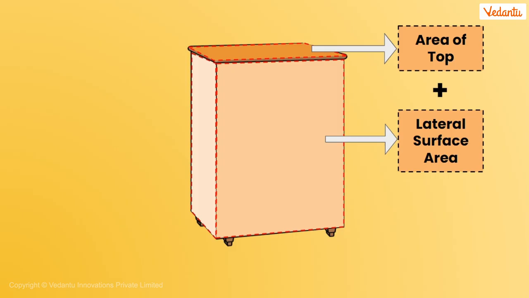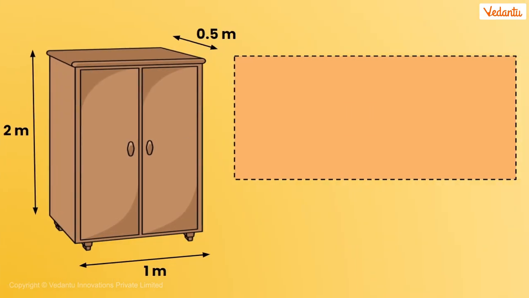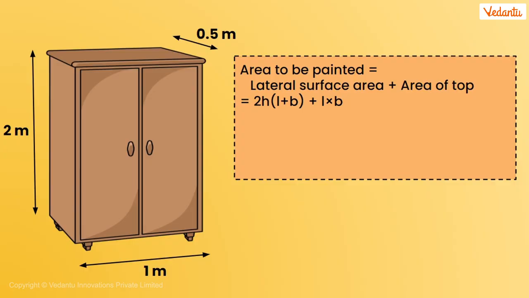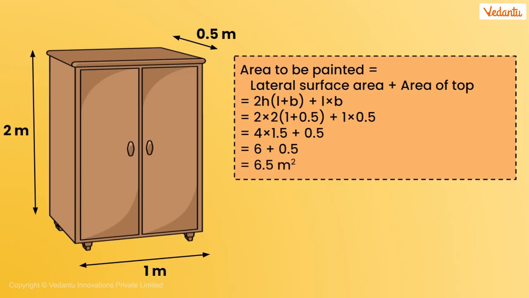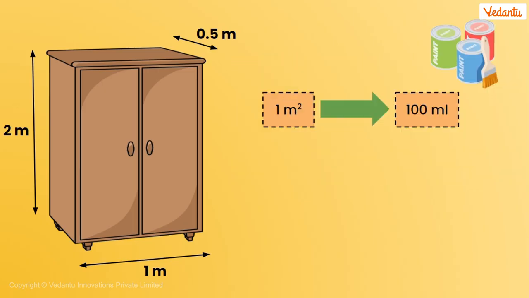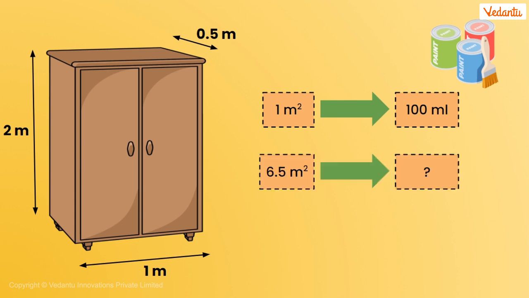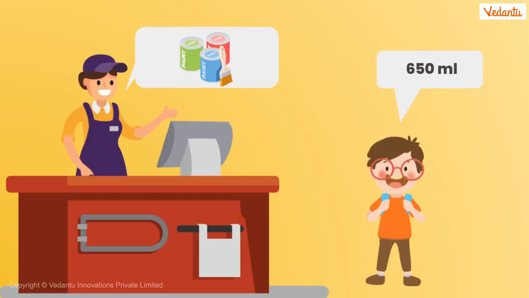The formula will be this, and if I put in all the given dimensions, I will get the answer. Area will be equal to 6.5 meters square. Now, if for 1 meter square we need 100 ml of paint, we can find out how much paint we want in order to paint 6.5 meters square of area. That's it. That will be 650 ml of paint. Easy peasy? Very good. Now champ, let's talk about the volume of the cuboid.